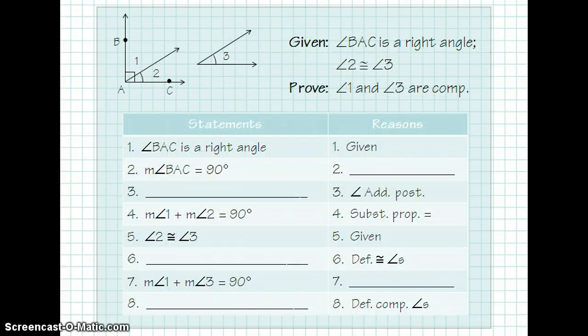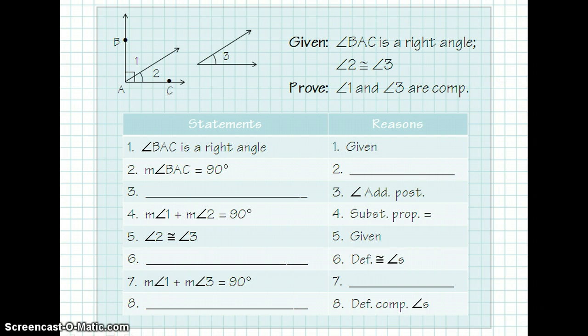So here's an example of a two-column geometric proof. If you don't focus on anything else, focus on the idea that your given statement is always going to be, at least one of these is always going to be, the starting place of your proof. And whatever it is you're trying to prove should always be the last statement of your proof. And then it's just a matter of how you get from here to here.